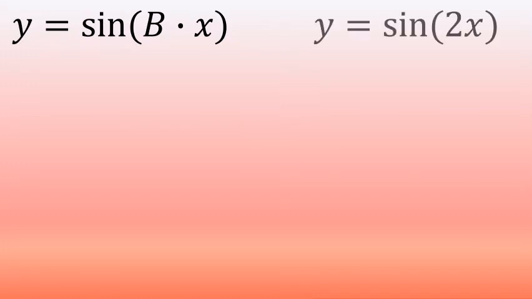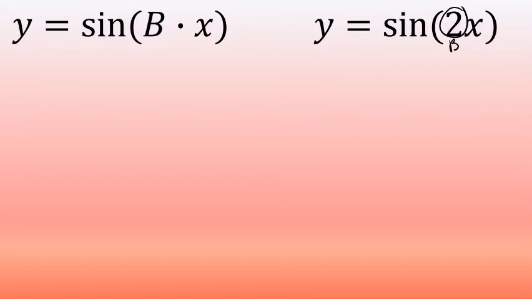Next, let's discuss how a value of b affects the graph of y equals the sine of x. We'll do this by drawing the graph of y equals the sine of 2x. In this equation, the value of b is 2. Now, the value of a defined the amplitude, which was a measure of how high or low the highest and lowest points on the graph were.